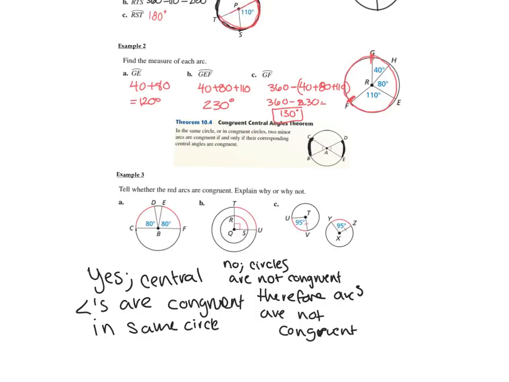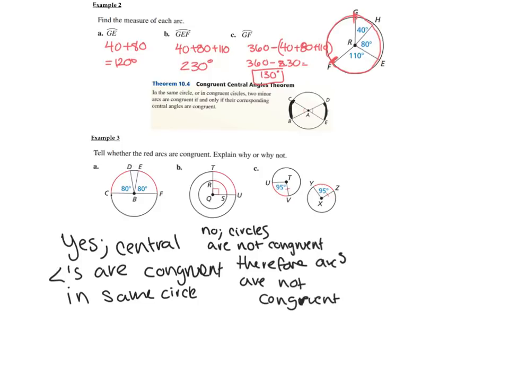Okay, so let's look at C. On part C, we can see that these are two circles that are congruent. The way that we know they're congruent is that they tell us that the radii are the same. So because we know that the radii are the same, that means these two circles must be congruent, right? We also know that both angles are congruent. They're both 95 degrees. Therefore, the corresponding arcs have to be congruent. So yes, the circles are congruent.